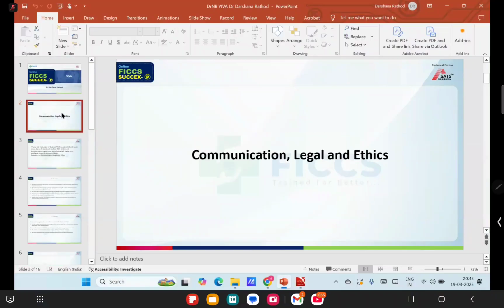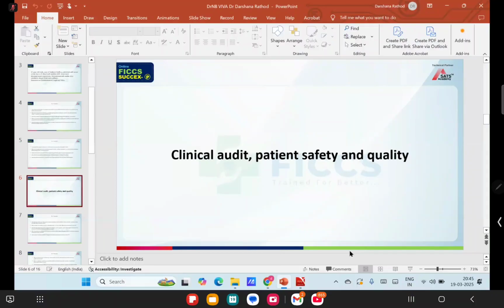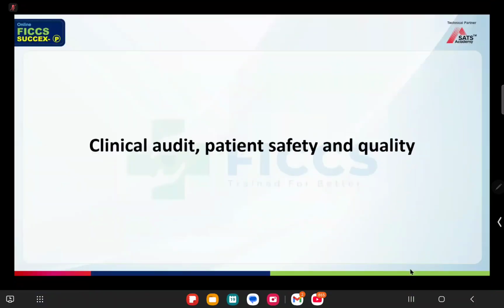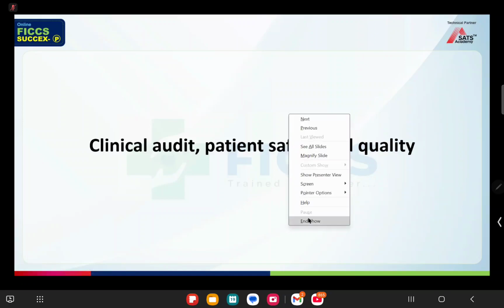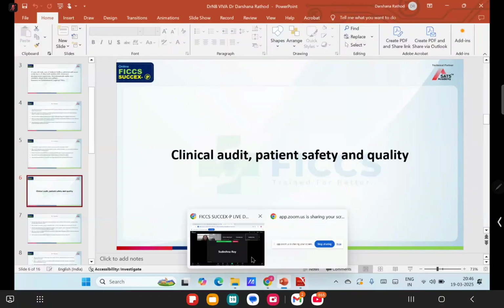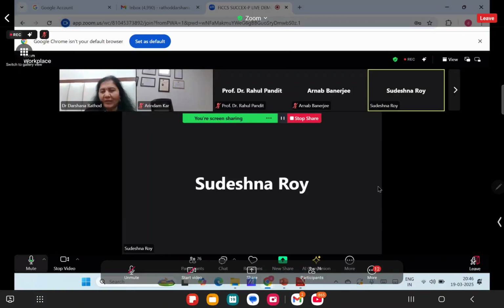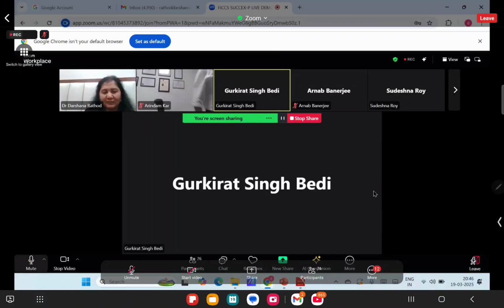Please go ahead and do the quality part. Yes, because communication we have discussed quite a lot. I think clinical audit and patient safety is one which we can do. Okay. Anybody who is volunteering for this? Who will volunteer, please? Dr. Vishnuraj? Anybody interested? Can somebody volunteer? Gurkirat has agreed.